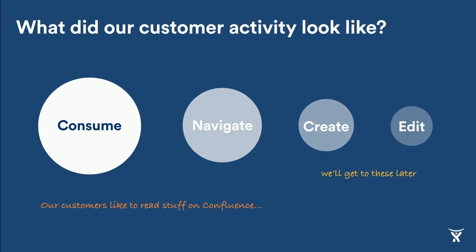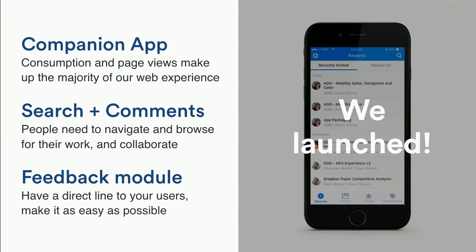Now, when we looked at consume and navigate, we knew that our customers like to read stuff. And then when we saw create and edit, we knew, okay, you can't have consumption without creation, so one definitely precedes the other. But these are things that we're probably going to have to get to later. So that helped us prioritize for Confluence Mobile that we're going to start out with a companion app. This isn't going to be a complete end-to-end experience on Confluence. We're not going to be able to have all the features placed into a 5-inch screen. But we're going to make sure that at the end of the day, what the overarching activity is on web, we're going to prioritize that for mobile. So that meant making it a companion app.